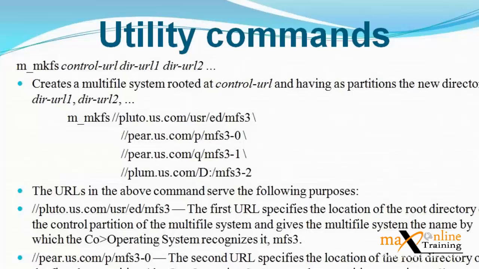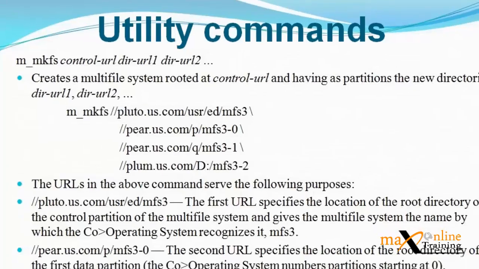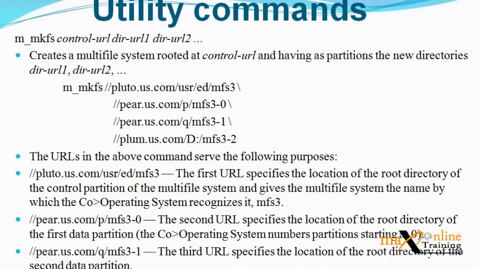Since it is a three-way MFS system, just using MFS 3, and then MFS 3.0 for the first partition, 3.1 for the second, and 3.2 for the third partition. And you can see that the data partitions reside in different servers. So it creates a multi-file system rooted at the control URL and having data partitions in the new directories in different servers. The directories need to be present beforehand.